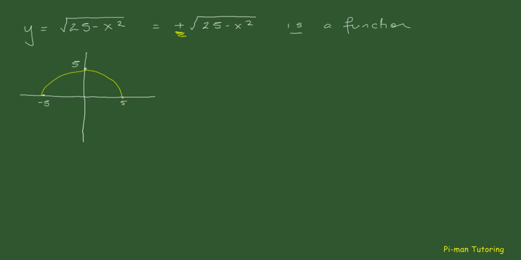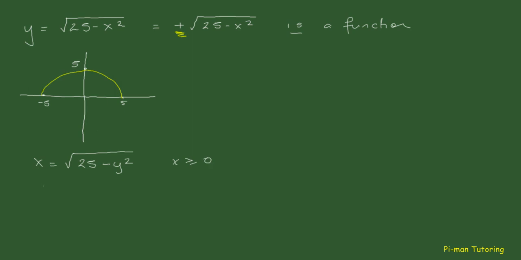Now, what about the inverse function? Well, for the inverse function, remember we swap x and y. So now we write x is equal to the positive square root of 25 minus y squared. And because we are saying the square root is positive, we are implicitly saying that x must be greater than or equal to 0.